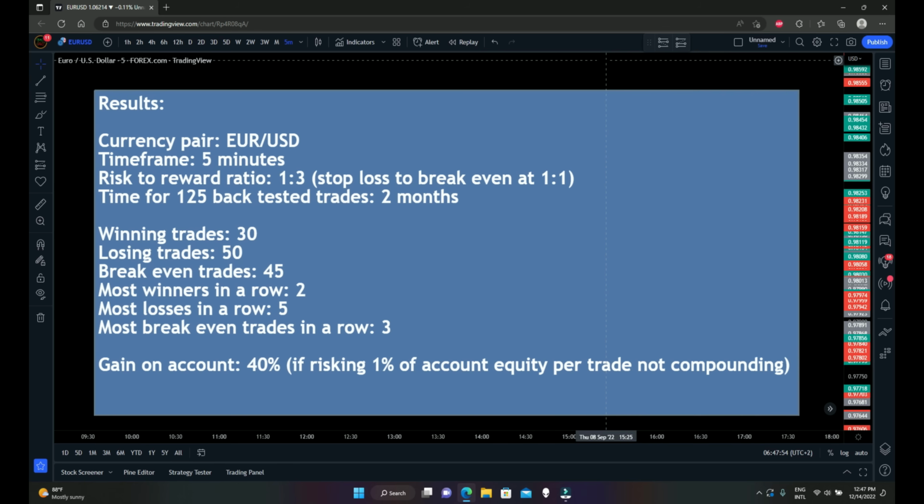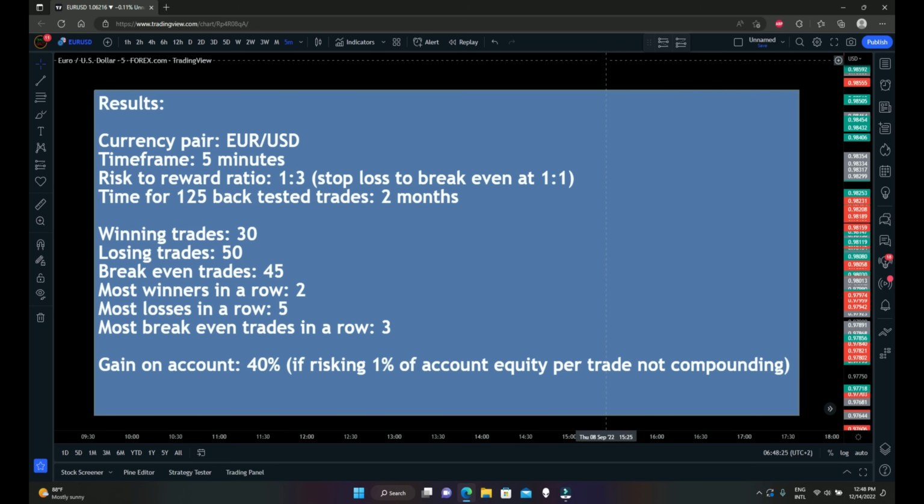And then the gain on the account, 40% if risking 1% of account equity per trade and not compounding. So if you risk 2% of the account equity per trade, this gain on the account figure would have been 80%. So just to talk about that, 1% versus 2%, you're going to see a difference on that gain on the account figure. But when I'm testing any of these strategies, I always keep that consistent, just assuming 1% of account equity being risked per trade.